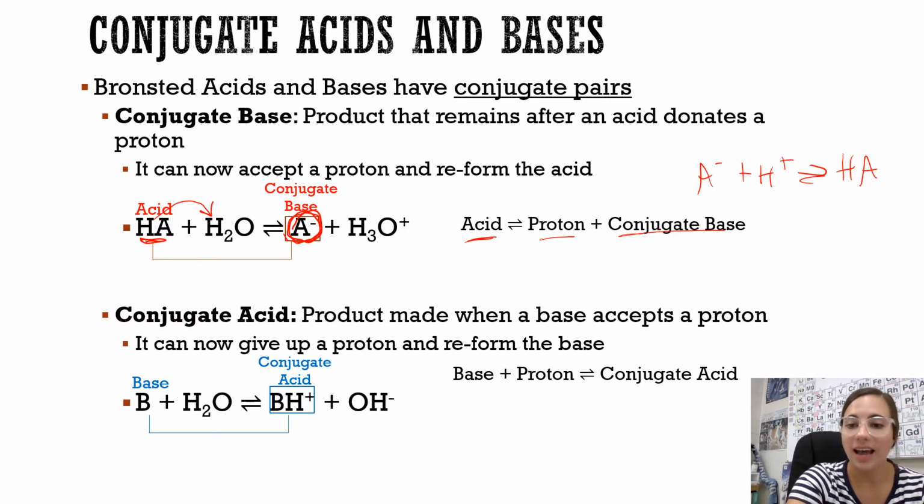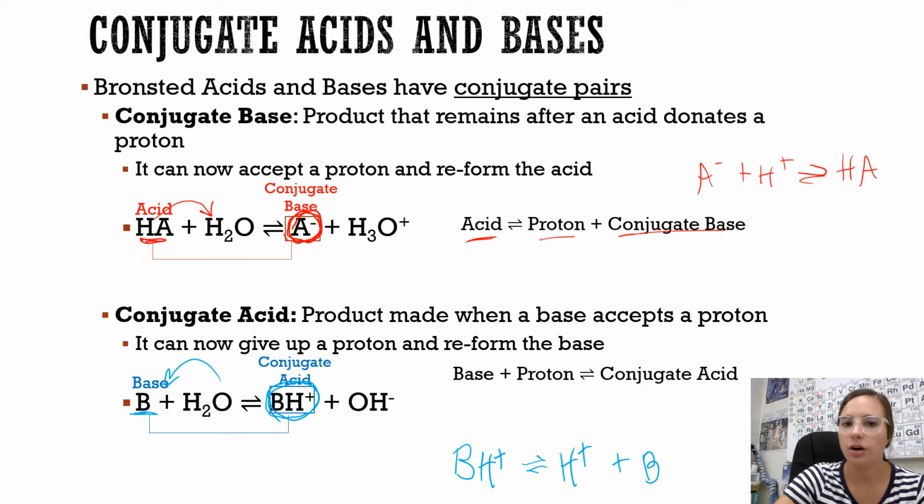Now a conjugate acid is just the opposite. It's the product made when the base accepts a proton. So now I'm starting with this base, a generic base. I'm gaining a hydrogen, and so I become an acid, BH+, because now that BH+ would be able to donate a hydrogen and return back to the original base. So these are called conjugate acid-base pairs.